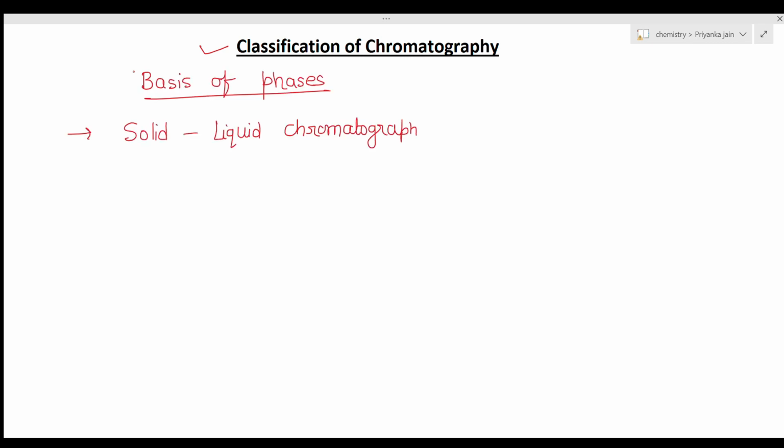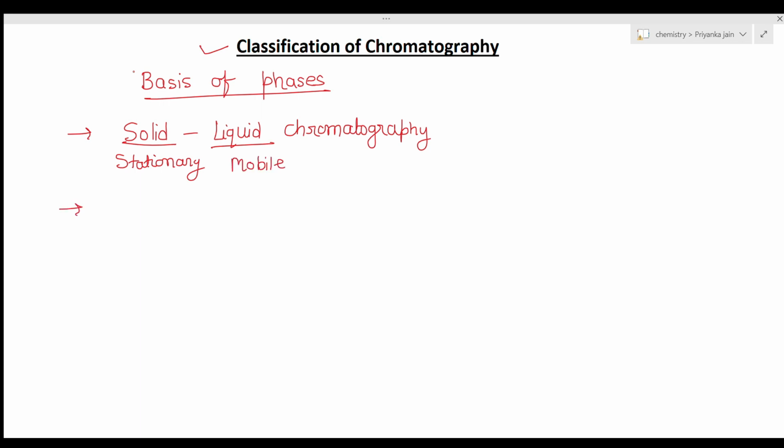Now see the classification of chromatographic techniques. Chromatographic techniques can be classified in different manners. We can classify them on the basis of phases. Solid liquid chromatography: one phase is solid and another phase is liquid. The stationary phase will be solid, and the mobile phase will be liquid.